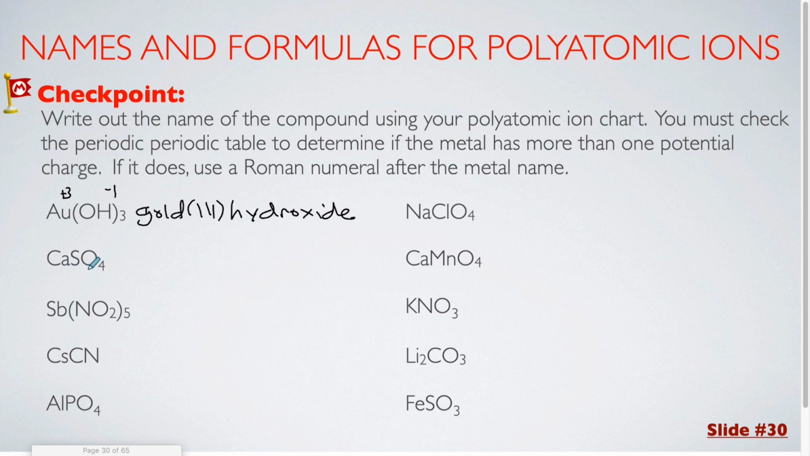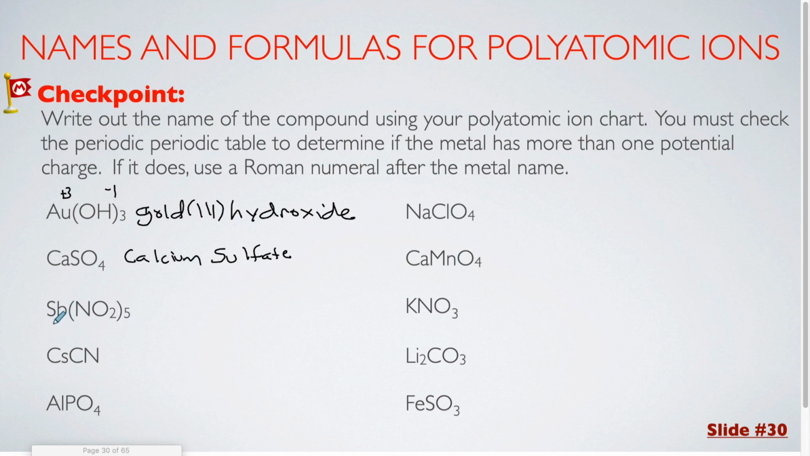Next up we have CaSO4. Ca is calcium. Calcium is a metal which is always the same charge, a +2. So I don't need to show that here. SO4 is the polyatomic ion sulfate. When you are looking up the ions, you need to be very careful because some of the names are very similar to each other. SO4 is sulfate, but if you had SO3, that would be sulfite with an ITE ending.